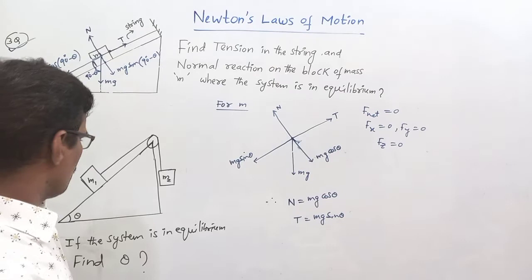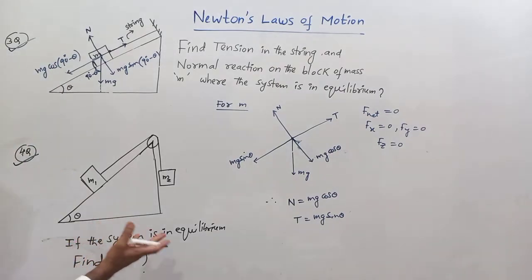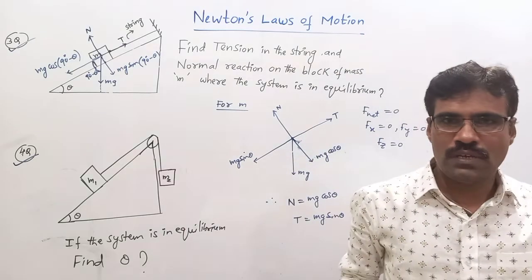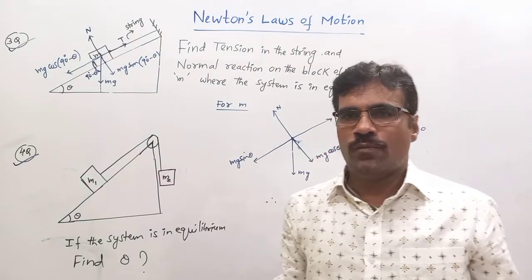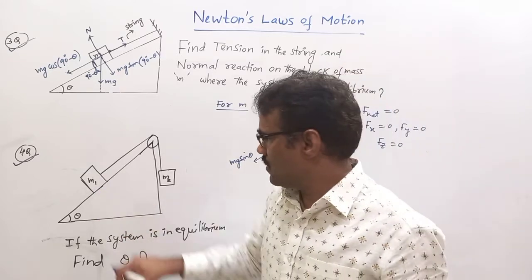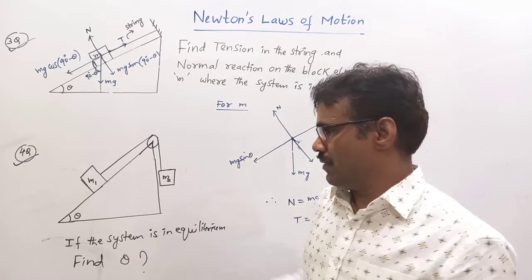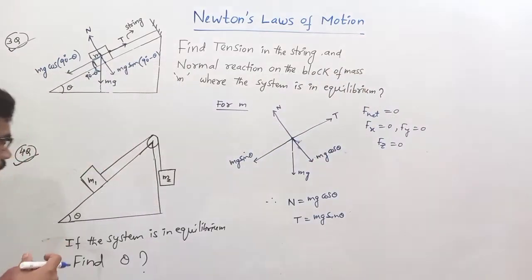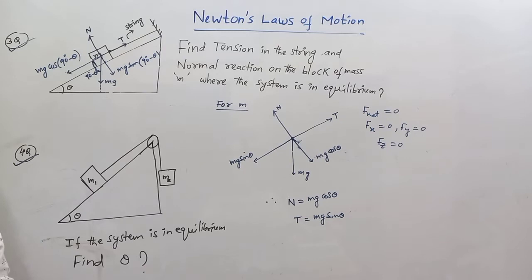Fourth one. Here the system is in equilibrium, find theta. System in equilibrium means net force on the blocks is 0. Net force on this one is 0, this one also 0. They are in equilibrium. That means here, what force is acting on M1? What force is acting on M2?